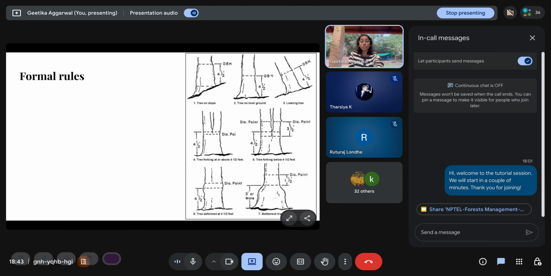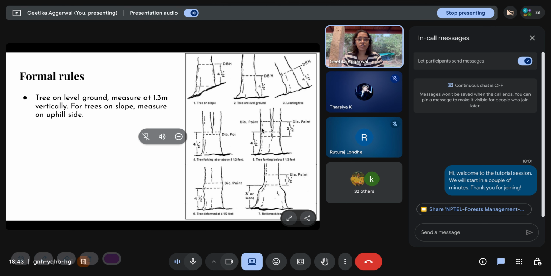There are some formal rules to measuring the diameter of a tree. If the tree is on level ground, then you measure at 1.3 meters vertically, basically the breast height. The second image shows that the tree is on level ground, so you take this 4.5 feet or 1.3 meters vertically. But if the tree is on a slope, you measure it on the uphill side and not on the downhill side. Can somebody tell me why is that so? Why should we measure on the uphill side and not from the downhill side?